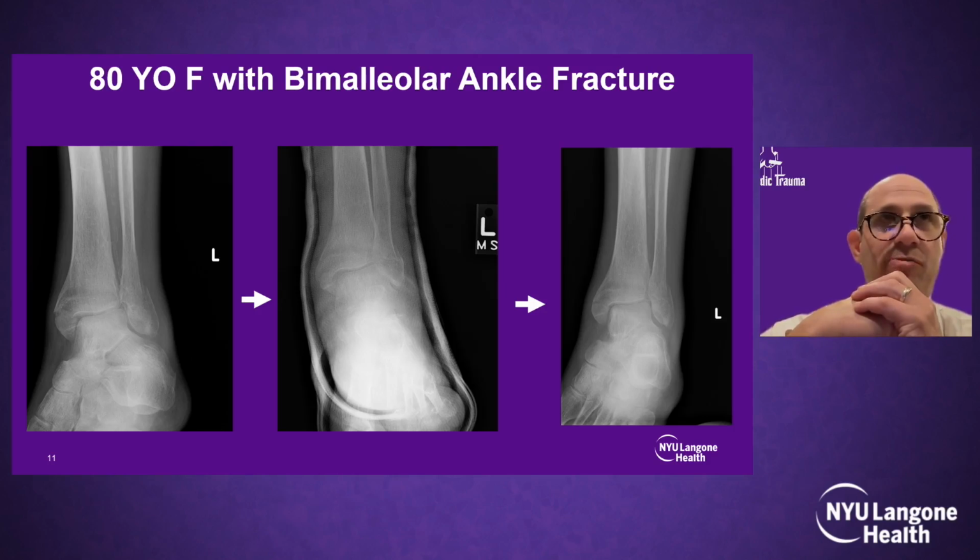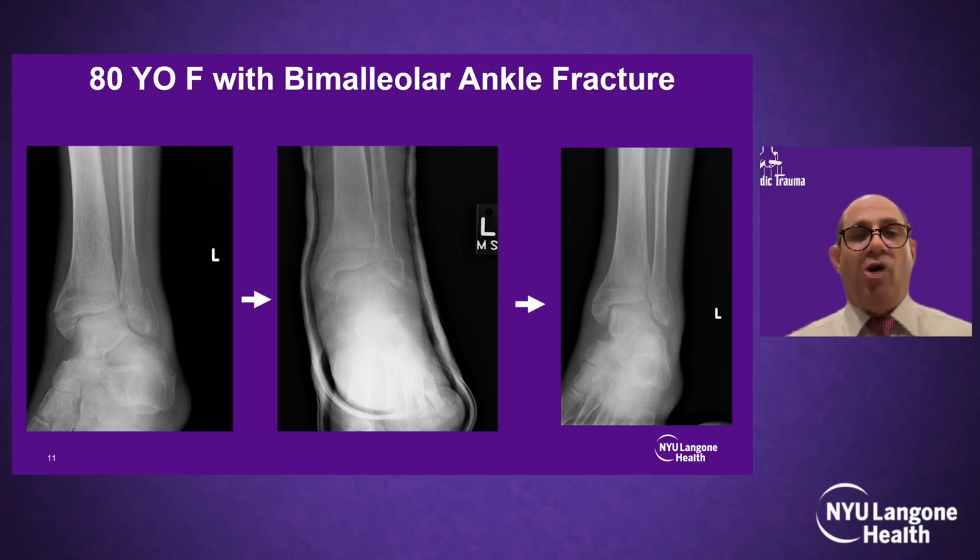If you think a patient is a poor candidate, they're elderly, you're worried about them weight bearing, you can reduce them and hold them in a cast and allow them to weight bear. All you have to do is make a foot plate on the cast. Now, this is something that is an art that is lost.